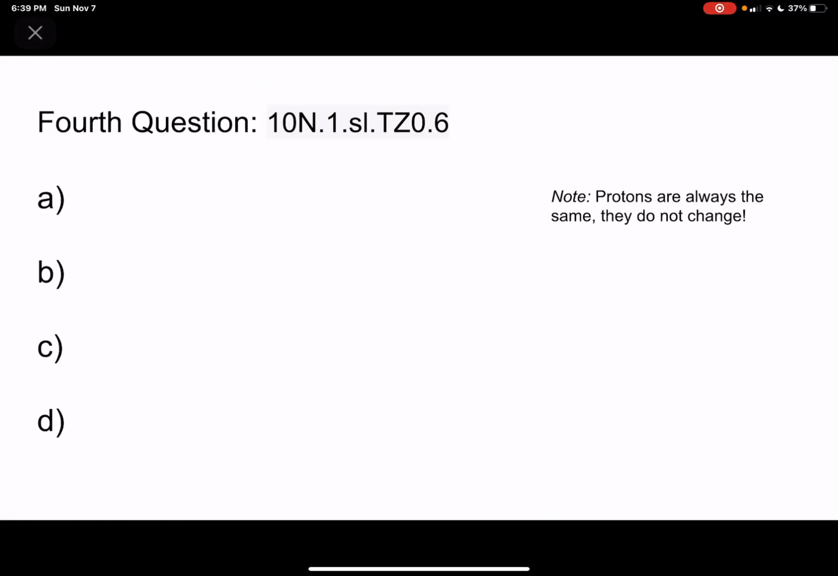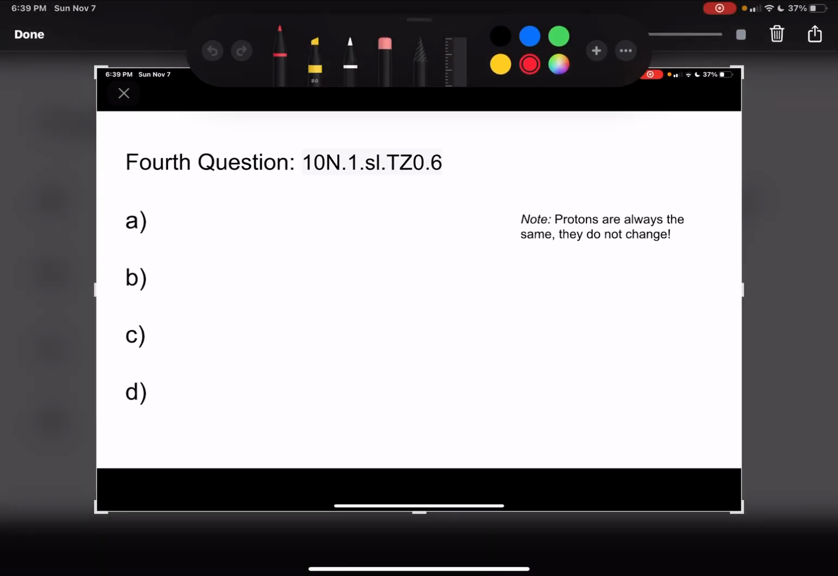And then the fourth question says, which statement about the species, let me write it, the species 63Cu2+ and 65Cu+ is correct. So the first one says that both species have the same number of protons, which is the correct one. I'm going to explain why after I explain the others.